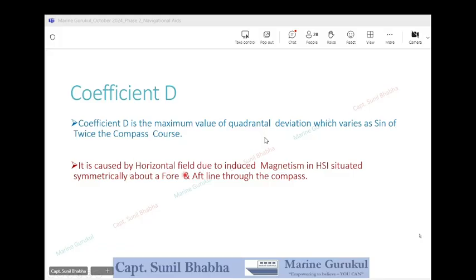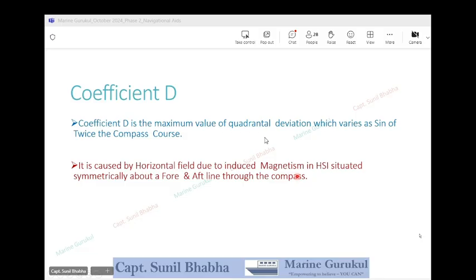It is caused by a horizontal field due to induced magnetism in horizontal soft iron situated symmetrically about a 45 degree line through the compass. Now this coefficient is entirely generated by induced magnetism. There is no contribution of permanent magnetism in this coefficient. It is generated only by induced magnetism.